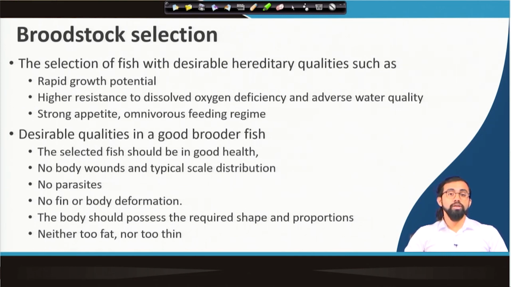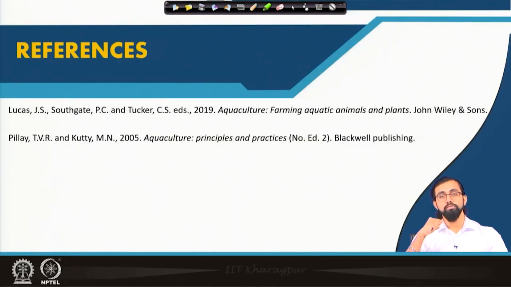The desirable qualities in a brooder fish, the fish that you are selecting for broodstock management: it has to be in very healthy condition. It should have very good health, no body wounds, and typical scale distribution. There should be no parasite attack, no fin or body deformations. The body should possess the required shape and proportions, neither too fat nor too thin. So it's just perfect for your production. You can choose this kind of brooder fish.